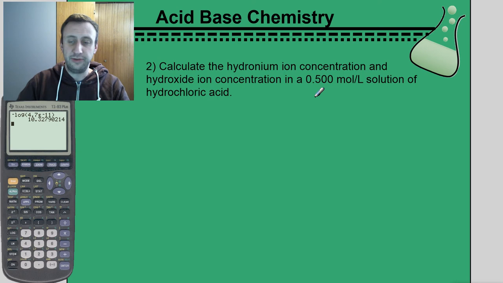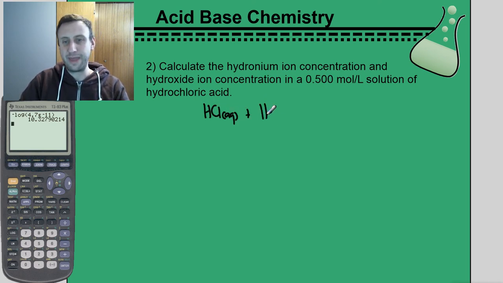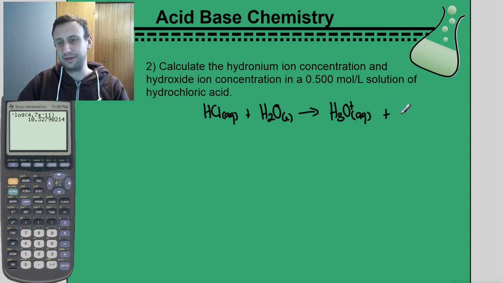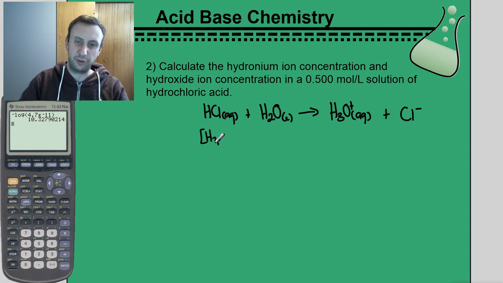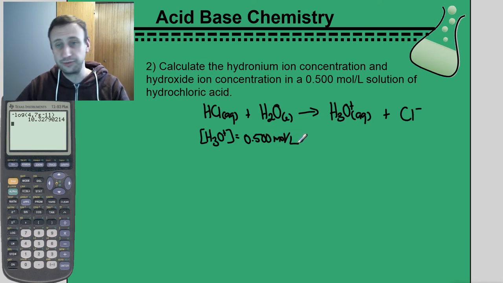Before you get into it, though, just remember that if I have 0.500 moles per liter of hydrochloric acid, then because all of the HCl aqueous reacts with water to make hydronium and chloride ion, and this is quantitative because it's a strong acid, it all reacts, as a result I have a concentration of hydronium, H3O positive, of 0.500 moles per liter. So I've got my hydronium concentration. So now can you figure out the hydroxide ion concentration?